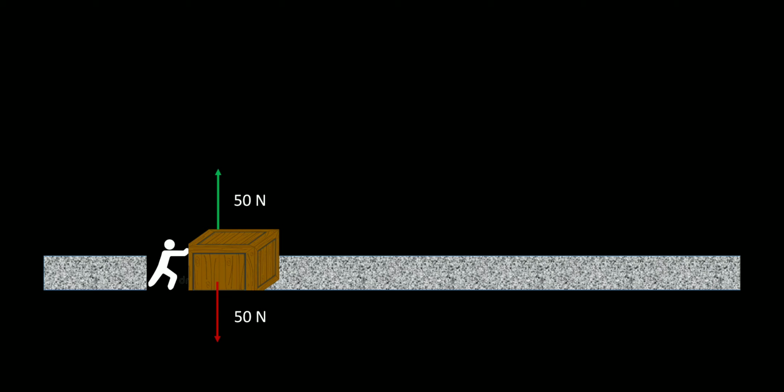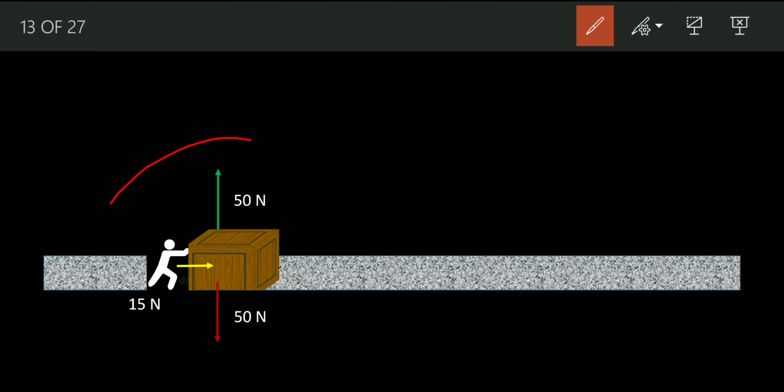Now you are pushing this object with 15 Newton force. Now you will say, ma'am, there is an unbalanced force. Now the object should move in this direction. Then why is the object not moving?